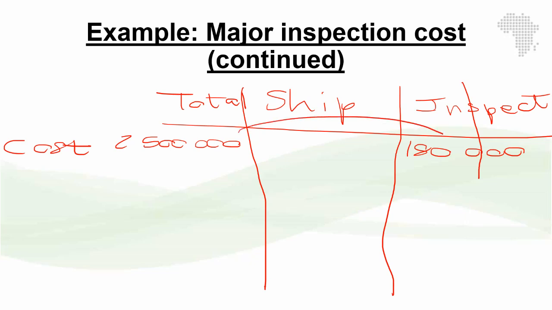180,000 of that we estimate. That's what we think we're going to pay in future. We estimate that we're going to have an inspection cost of 180,000. So the remainder, 2,320,000, is then for the cost of my ship.